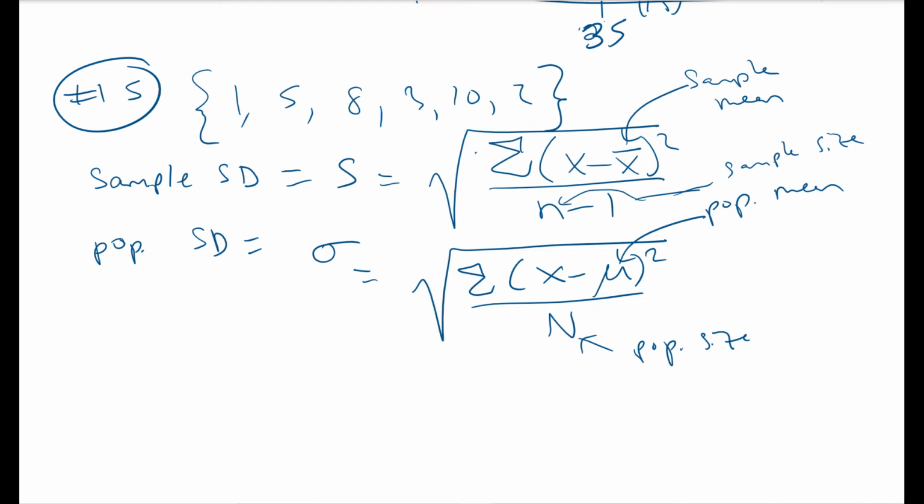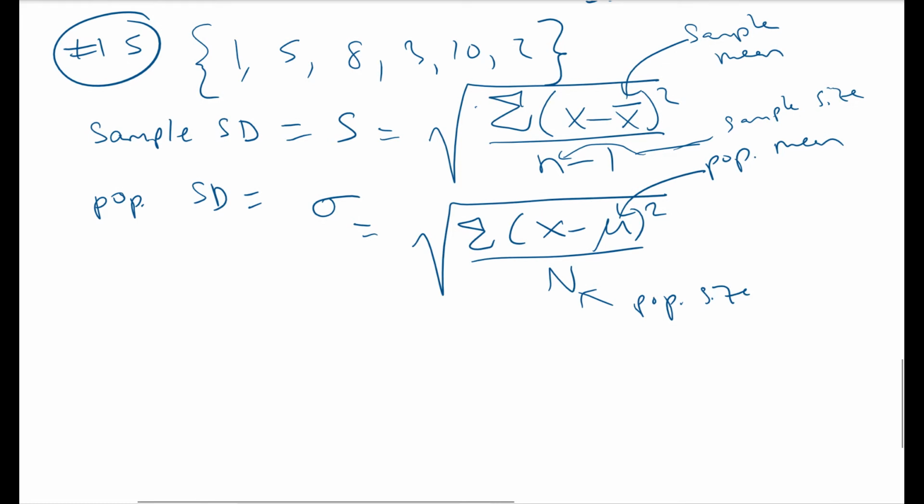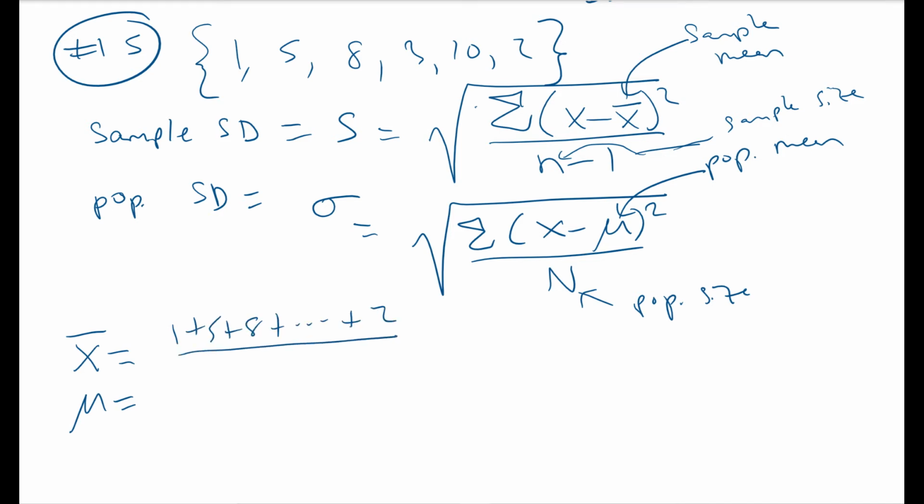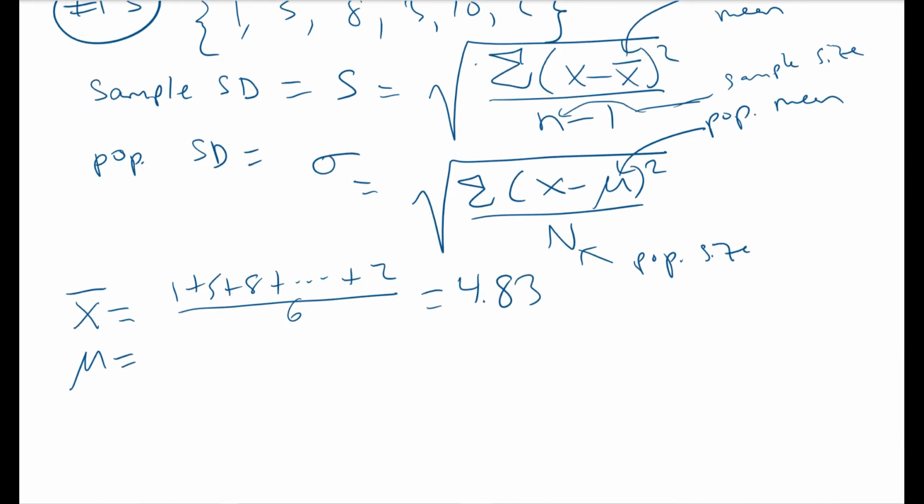Different symbols, but they mean the same thing. Mu is the same thing as x bar because we're using the same data here, the same numbers. Our x bar is we just average out the numbers: 1 plus 5 plus 8 and so on all the way to 2, divided by 6 numbers. So our x bar is 4.83. Our mu is going to be the same thing, 4.83.